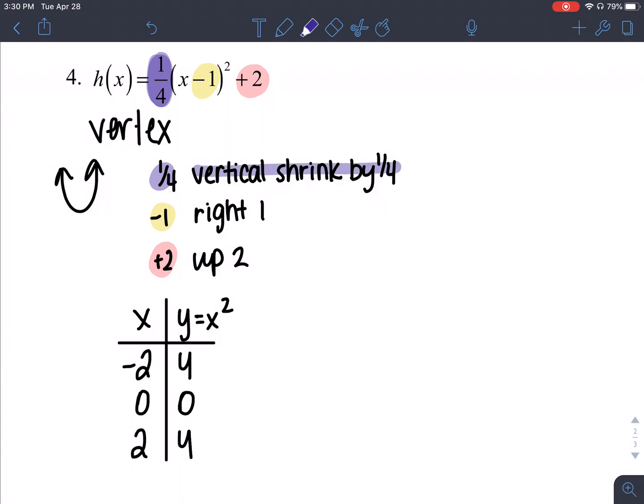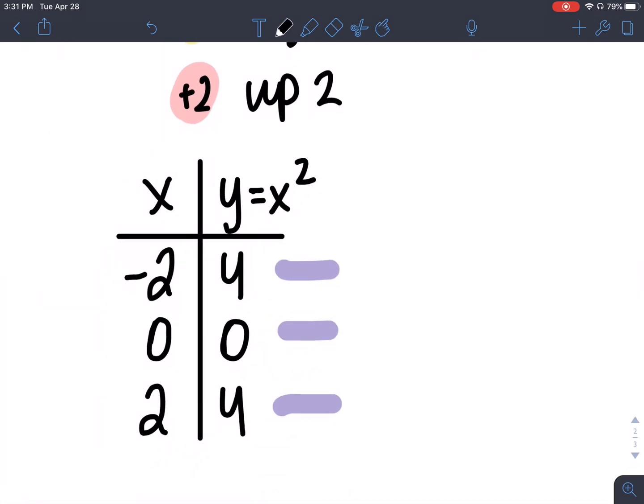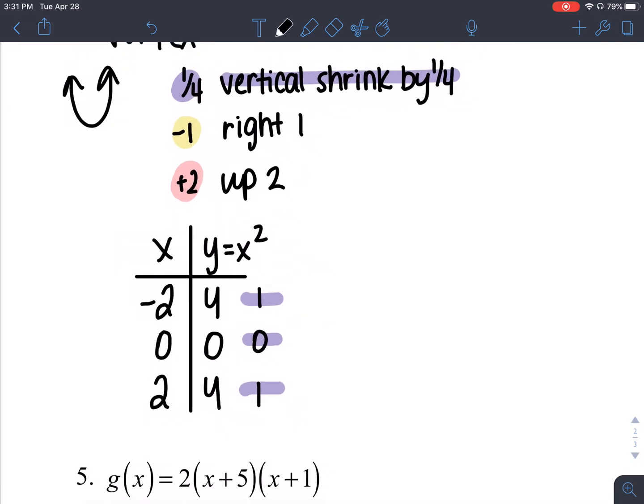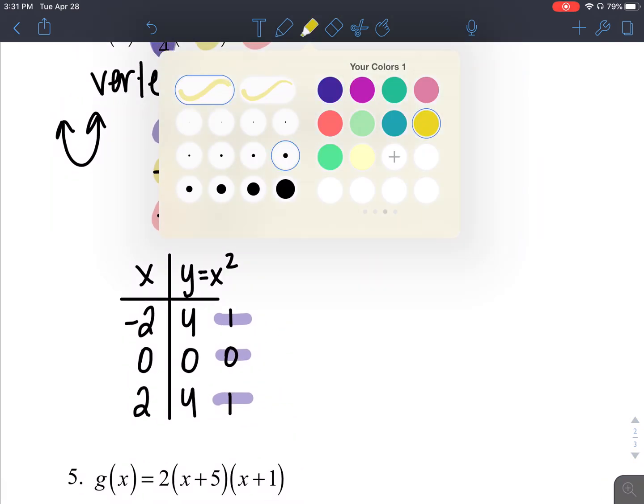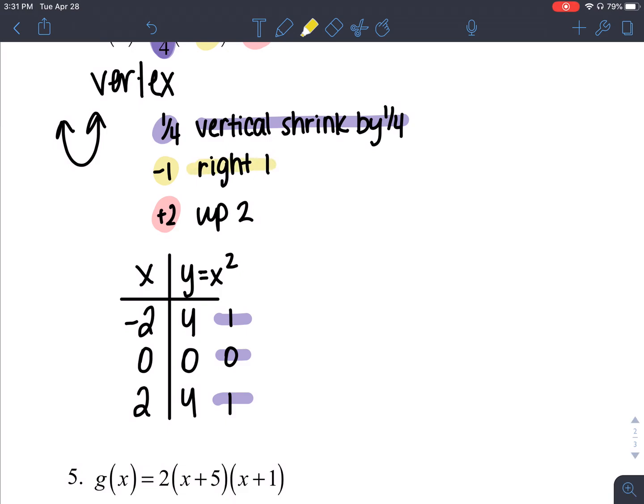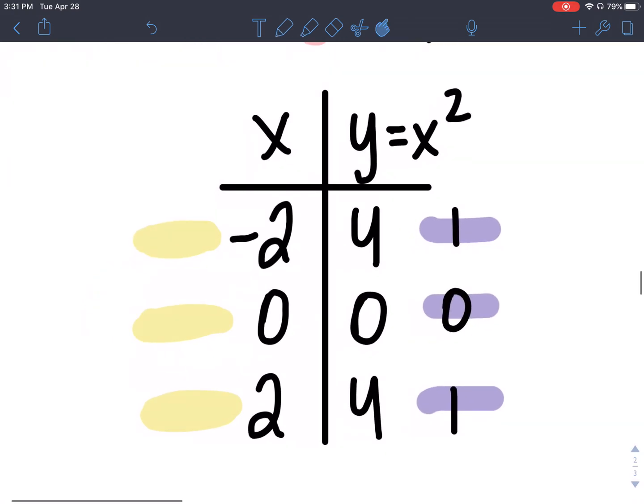So the first thing I'm going to do is that vertical shrink. Vertical shrink means I'm changing my y values. So I'm going to take each one of those y values and shrink by 1/4. So that would be 1, 0, 1. Then I'm going to go to the right one. Going to the right is going to change my x values. So if I start at -2 and go right 1, that's going to be -1. 0 to the right one is 1, and then 3.